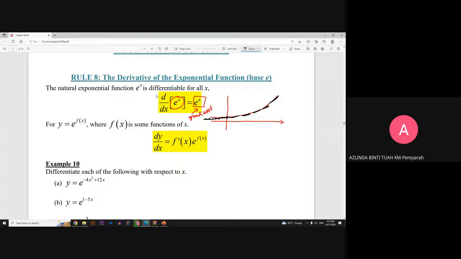Okay, seterusnya sekiranya in the second yellow box, sekiranya function dekat atas e the power of something else other than x, let's say you have 2x, x squared plus 3 untuk dia punya power. So kita akan ada 2 step. Step yang pertama, salin balik. Step yang kedua, differentiate power. Differentiate power.